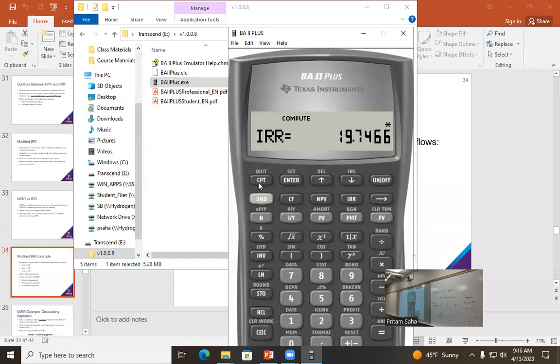Let me go through it on my calculator one more time. Let's clean it first. Cash flow second here. What is our cash flow 0? New one. Negative 129.44. Enter. Cash flow 1, 155, positive. Scroll down. Frequency 1. Now compute IRR.